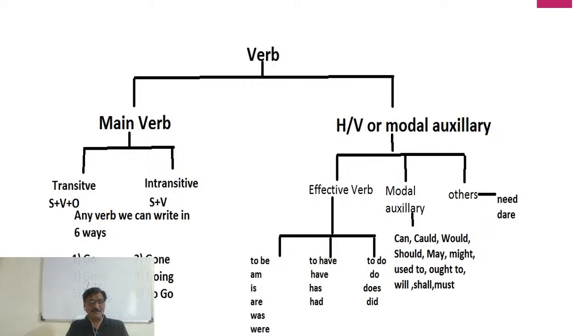And that's why you might have learned, when you were a child, that the teacher used to give you 'to go' means 'jane', like that. You might have heard about this, but you never asked anybody why a 'to' is required. It is also known as an infinitive. In any tense you can use this 'to' plus main verb. So this way, in 6 ways you can write down this main verb.